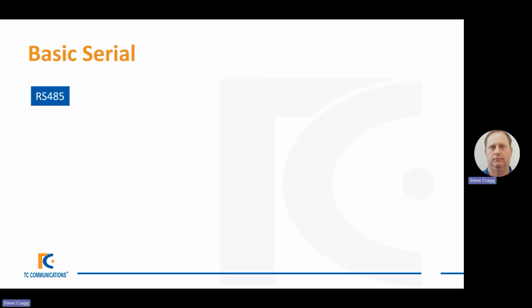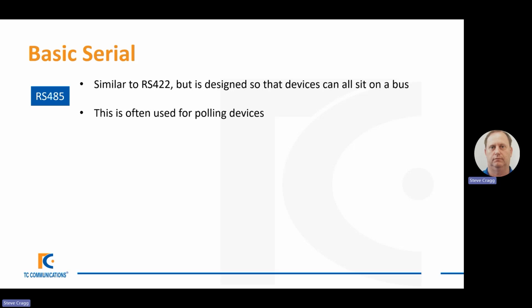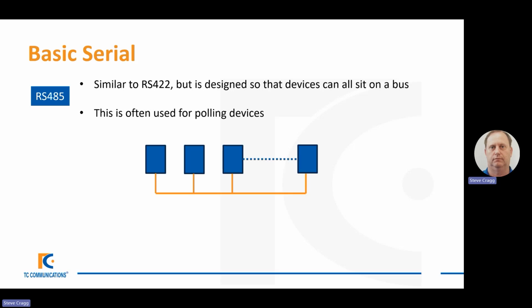The third most common standard is RS-485. RS-485 is somewhat different. It's somewhat similar to RS-422 in that it uses differential signaling, but it is designed so that the devices can all sit on a bus. And this is typically used for polling devices. This is how it works. We have a single data line in this case, and we're showing a series of devices. One of them will choose to transmit. It will talk to all of the others simultaneously.